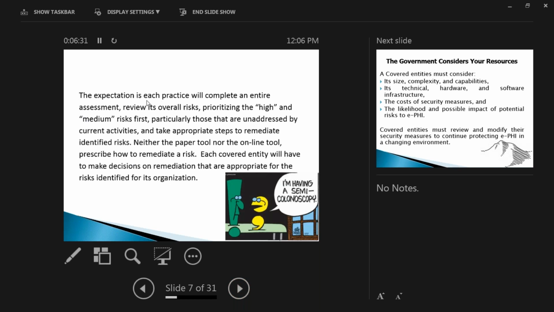The expectation by the government is that each practice will complete an entire assessment, review its overall risks, prioritizing them, particularly those that are unaddressed by current activities, and take appropriate steps to remediate.